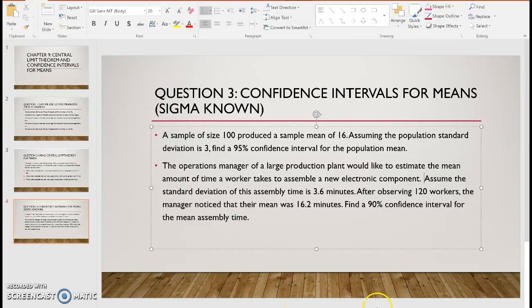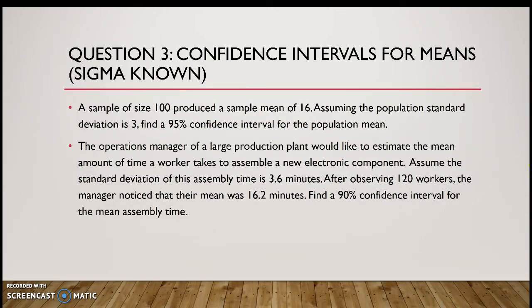And we're going to go ahead and do this problem. Sigma is known. So let's do part A first. A sample size of 100 produces a sample mean of 16. So I got 100 people maybe, and I was looking for some particular variable, added them all together, divided by 100, and what we ended up getting was a sample mean of 16. Assuming the population standard deviation is 3, find a 95% confidence interval for the population mean.